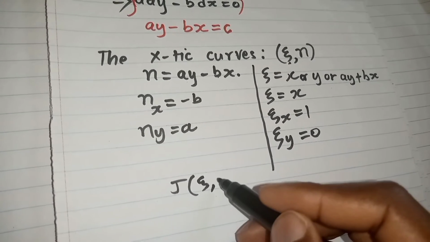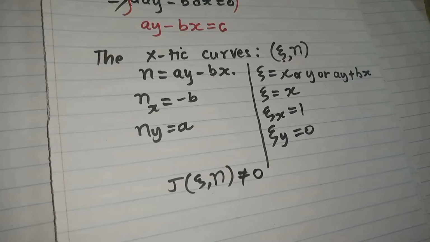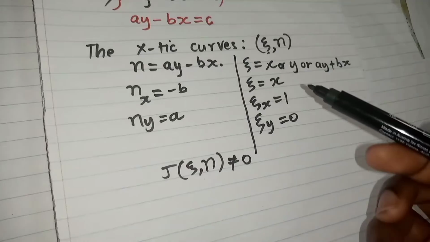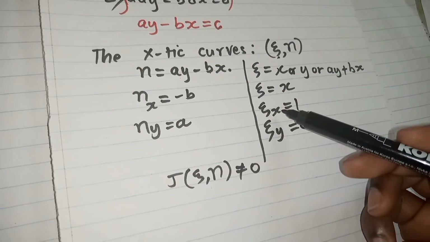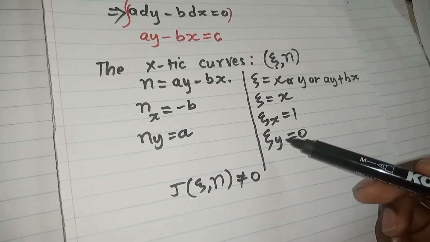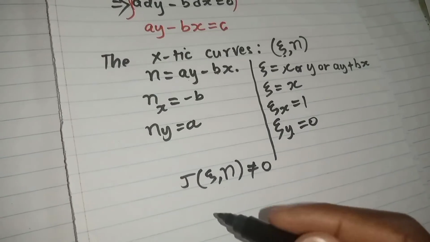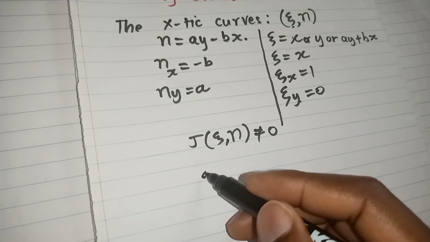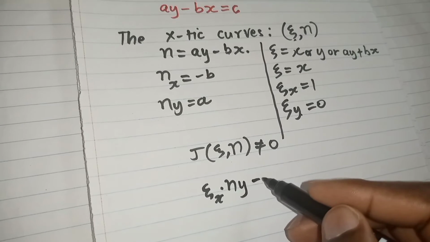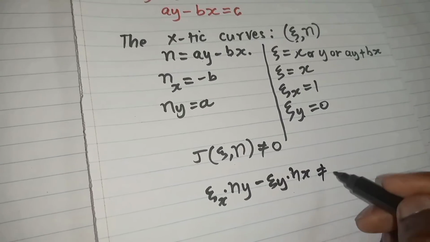that is of xi nu, we should not get 0. And this is how we test the Jacobian rule. We take the value of xi x times the value of nu y minus the value of xi y times the value of nu x. So this is how we test it. So we're going to get xi x times nu y minus xi y times nu x. This should not be equal to 0.